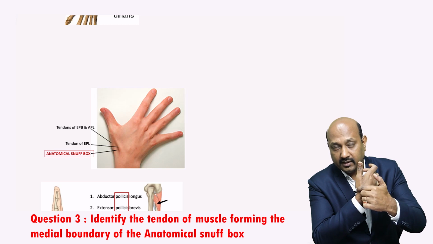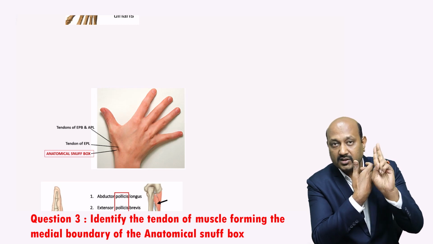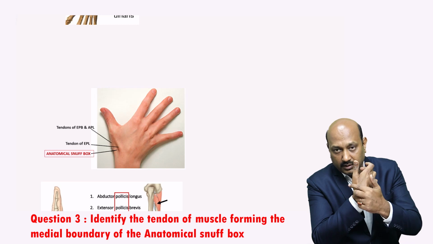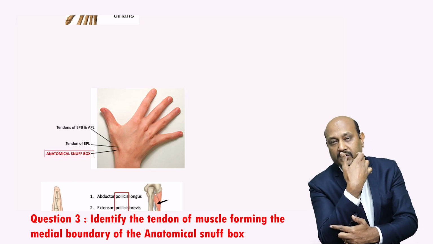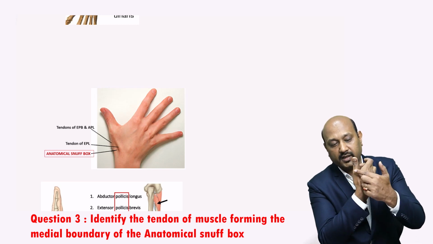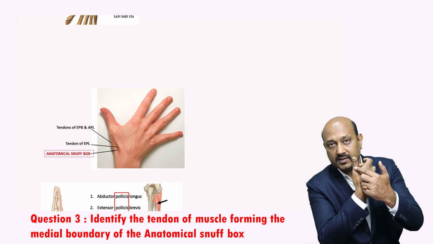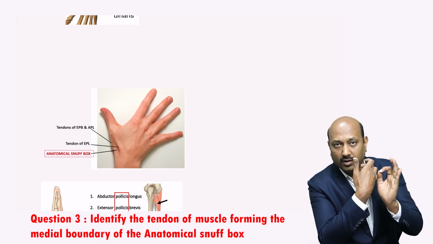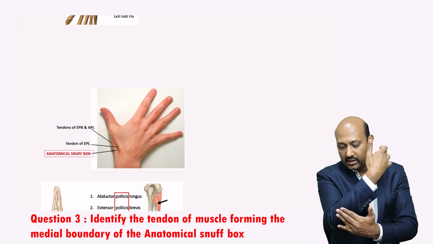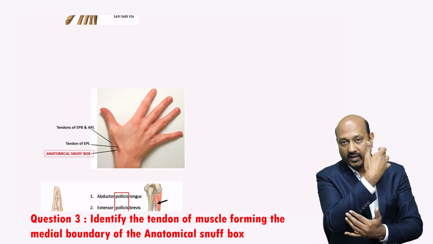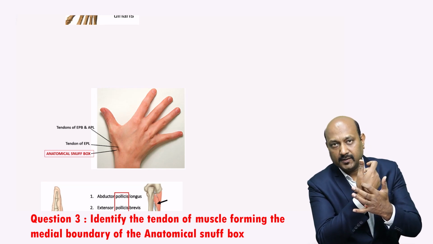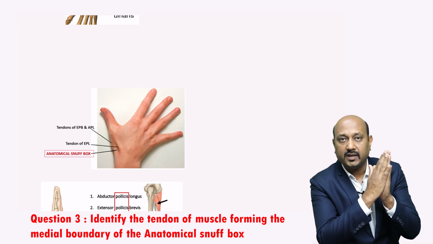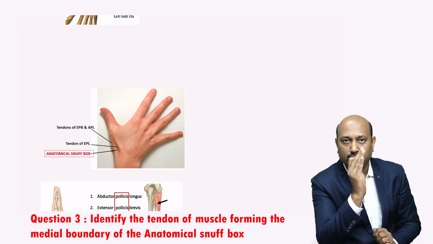And the lateral boundary of the anatomical snuff box is formed by two tendons. These muscles are extensor pollicis brevis, which comes from the posterior aspect of the radius and inserts into the base of the proximal phalanx, and another muscle, the abductor pollicis longus, which takes origin from the posterior aspect of the radius and ulna and inserts into the base of the first metacarpal. So these three tendons are basically making the boundary of the anatomical snuff box.